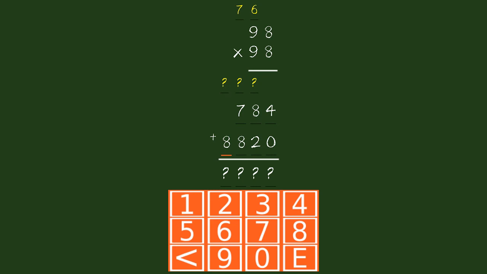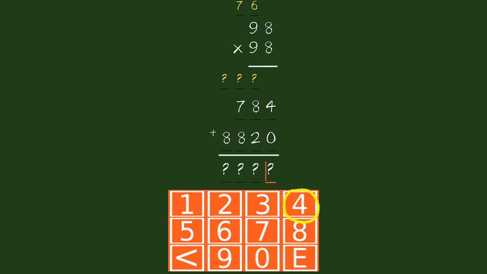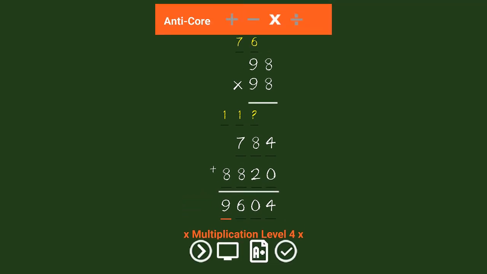Now we can add the two answers together, using the carry locations if we need them. After adding the two answers of the separate multiplication problems together, we get the actual answer. So 98 times 98 equals 9,604. Touch the Enter key on the keyboard and the keyboard will disappear.